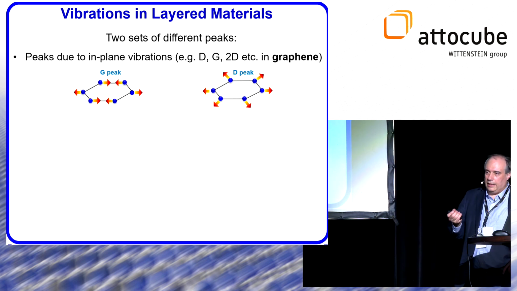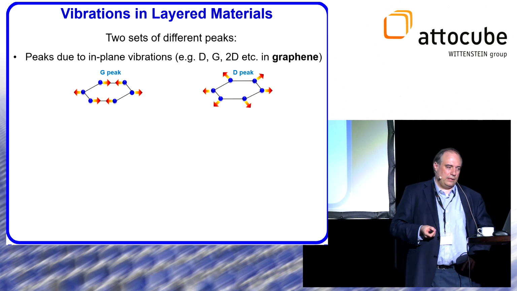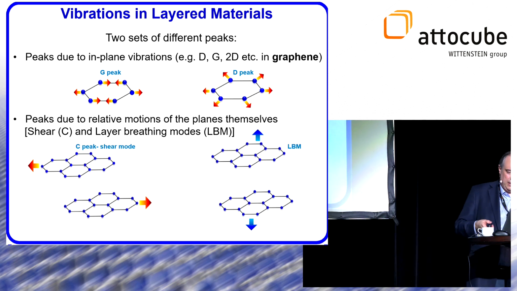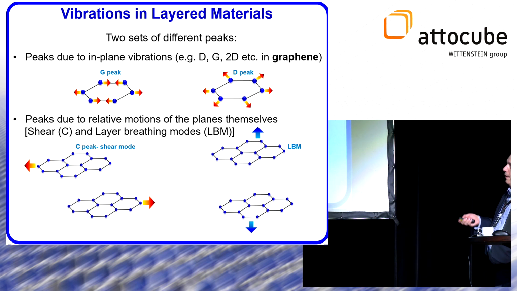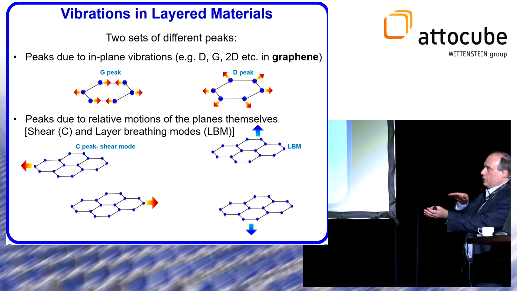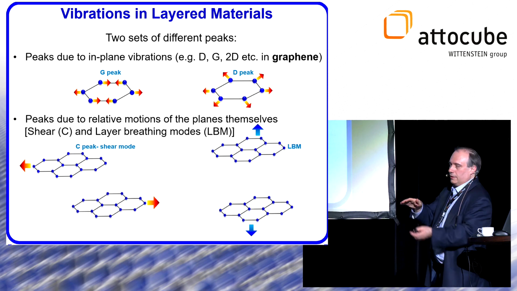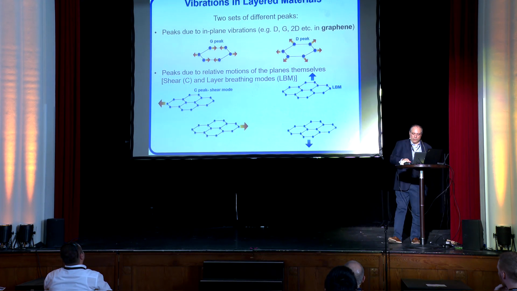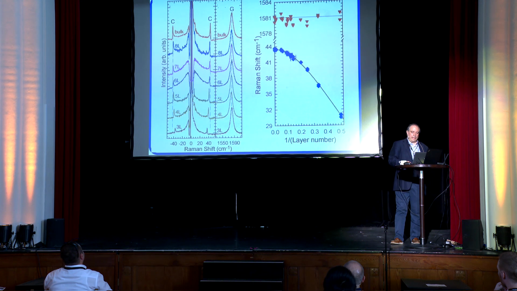Then let's do another step forward. So we discussed the in-plane vibration. For many years, we've been discussing the other signature of the multilayers, the shear modes and the layer-breathing modes, that are the two modes that exist in whatever layers. I now go very quick because this is old stuff. So we have shown them many years ago, and they scale with the number of layers, unlike the G peak.